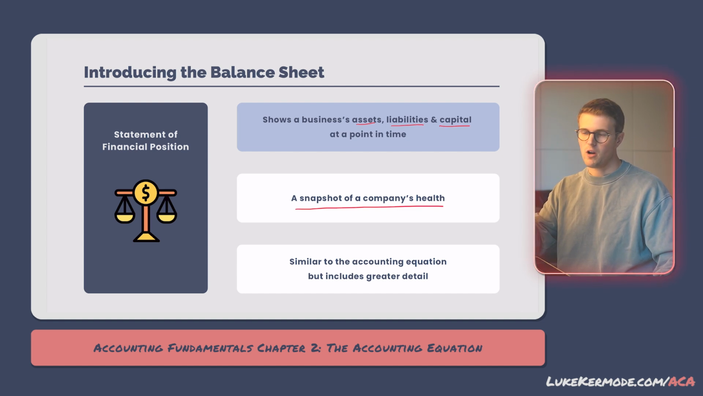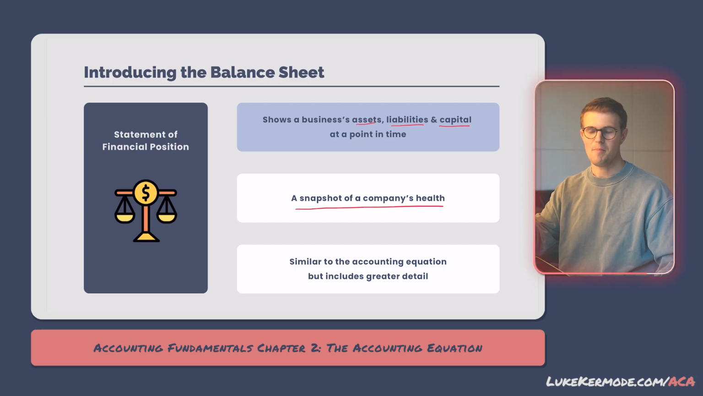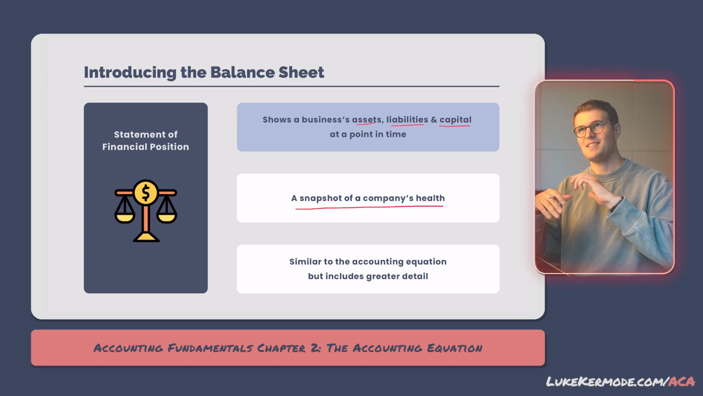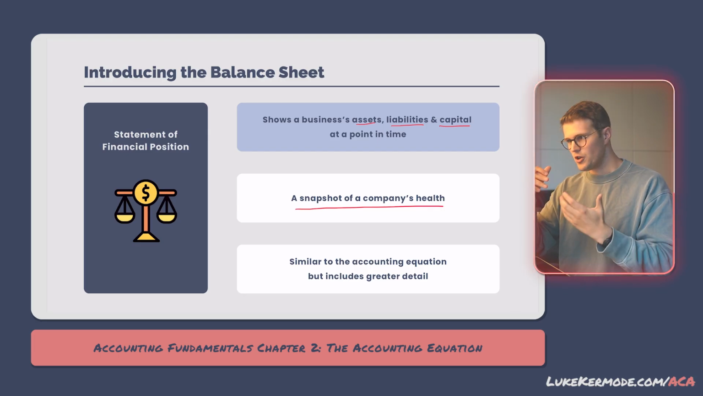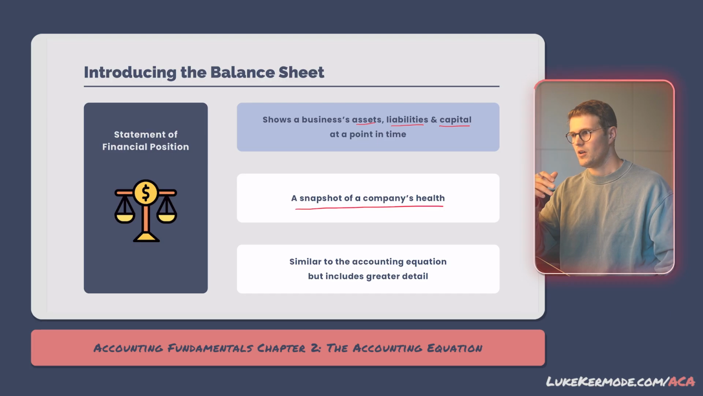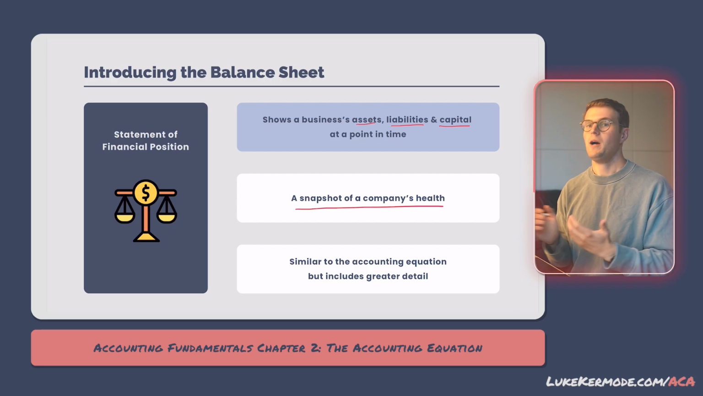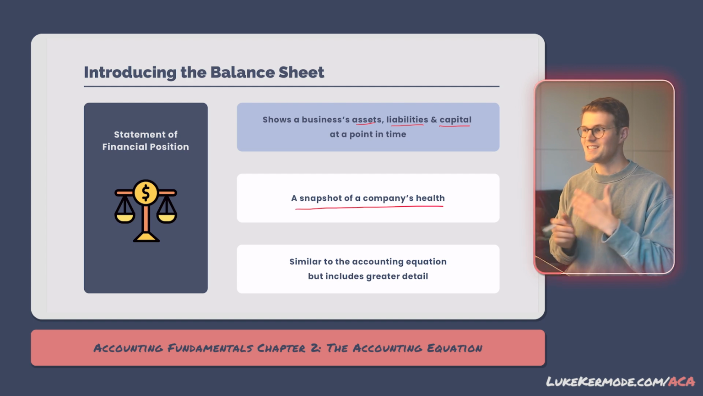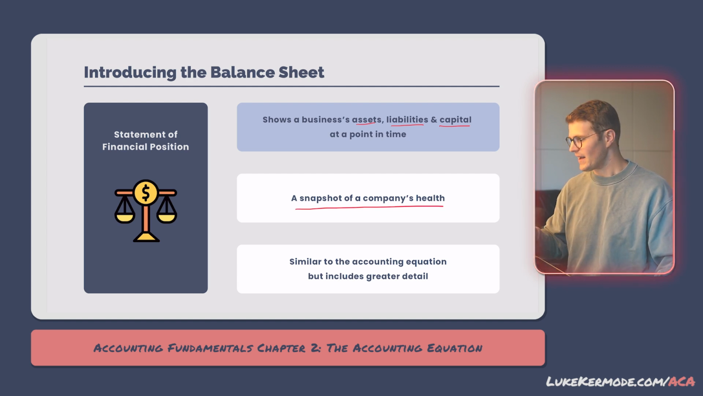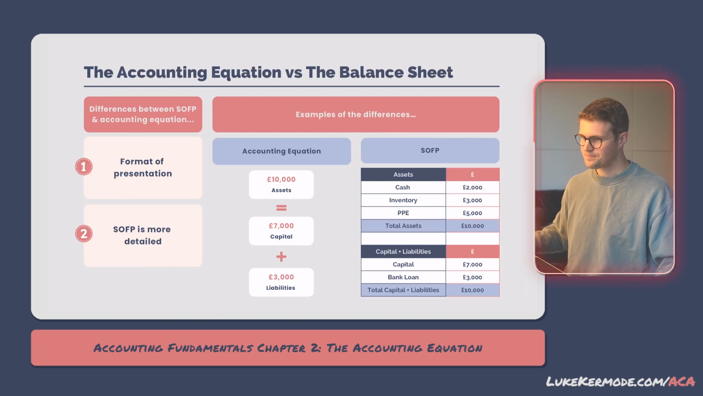The report is built around the accounting equation that we've discussed: assets equals capital plus liabilities. But instead of simply stating the formula, the balance sheet presents the numbers in a structured and far more detailed way, making it easier for owners, managers, and other stakeholders to understand the business's financial health in greater detail. In this section, we're going to break down each part of the statement of financial position so you can see exactly how it works and how it connects back to the accounting equation.